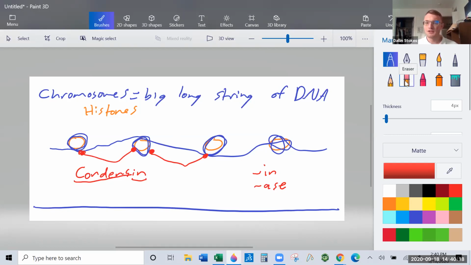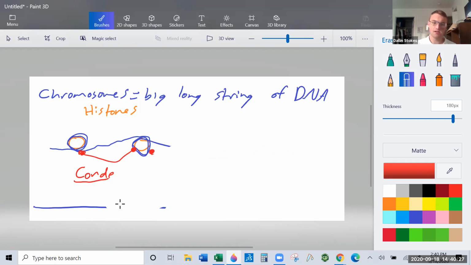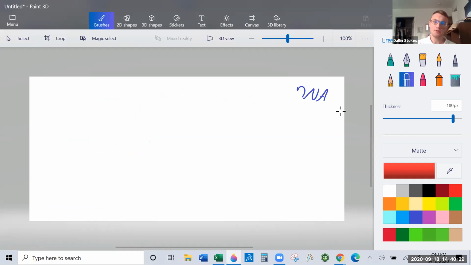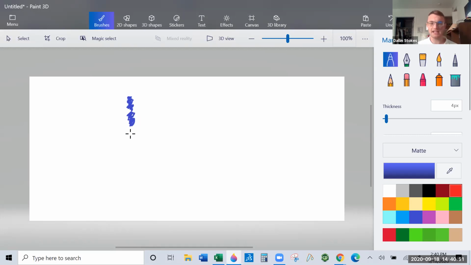So when you compact a chromosome down fully, we take this big long string of DNA, we compact it down, and it actually gets so dense, so well packed, that you can start seeing it in a light microscope. And they look usually like the letter I. They're like a big fluffy stick. So that's what a chromosome looks like when it's fully condensed.